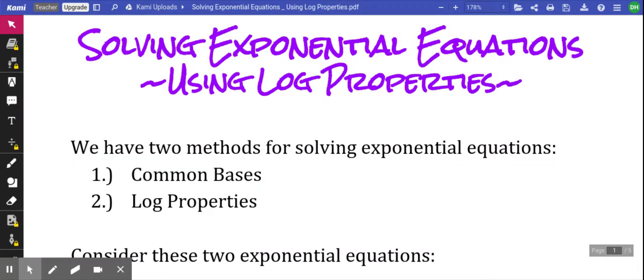Oh, ladies and gentlemen, do we have a monster topic tonight? Just an action-packed lesson, and we're going to get into some really good stuff. So we're revisiting this idea of solving exponential equations.